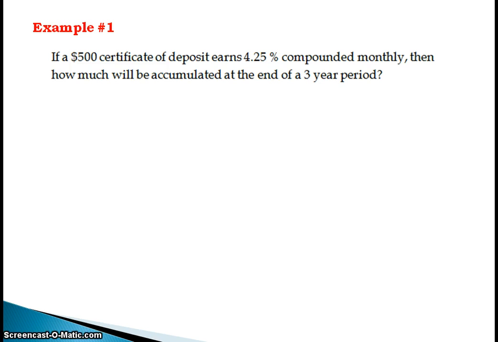Now, the first example for compounded interest is this. We have a certificate of deposit, better known as a CD, for $500 that is going to earn interest at a rate of 4.25%. It's compounded monthly. How much do we have at the end of 3 years? So this is our formula, remember. So we're going to identify all of the variables that we can in this formula. Now we're looking for A. How much do we have at the end of 3 years?